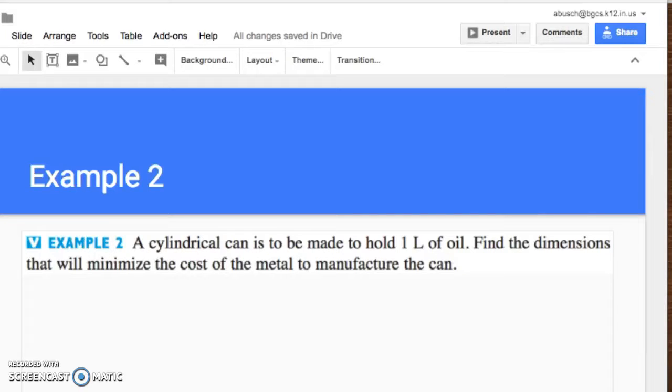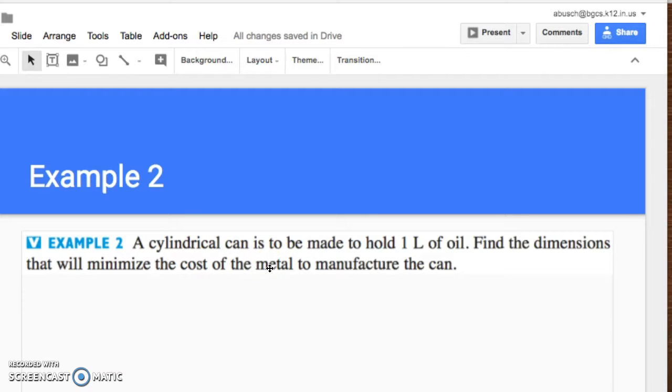Here in example 2, we've got a cylindrical can which is made to hold 1 liter of oil. Find the dimensions that will minimize the cost of the metal to manufacture this can. So we've got two things. We've got how much it holds, so the volume of the can, and then they want us to minimize the cost of the metal. So the metal would be the outsides of the can or the surface area. The surface area of the can is what we are minimizing.